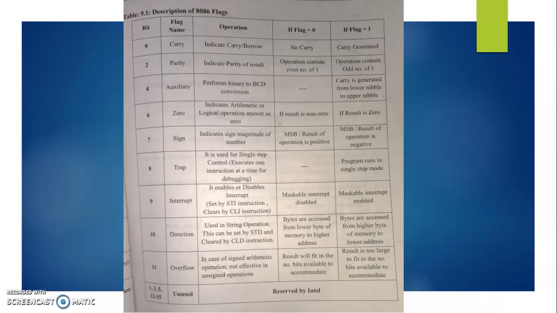Next is the overflow flag. It applies in signed arithmetic operations and is not effective in unsigned operations. If the result is too large to fit in the number of bits available, the flag is 1. If the flag is 0, the result fits in the available bits. And the last point: bits 1, 3, 5, 12 and 15 are unused flags and are reserved for Intel.